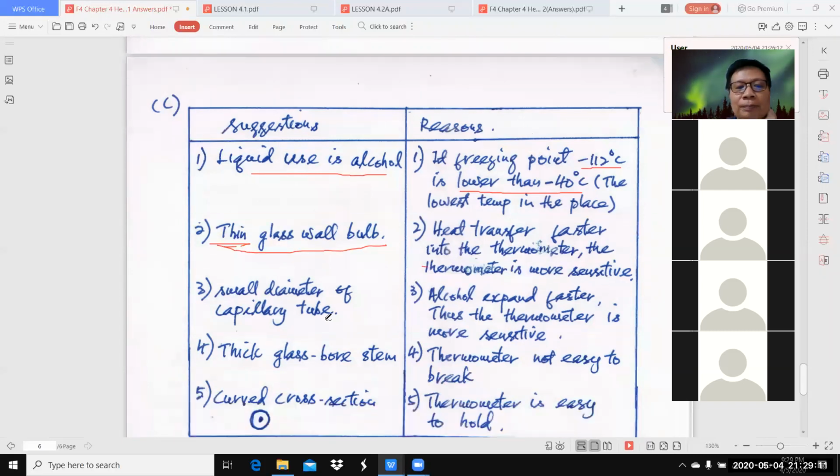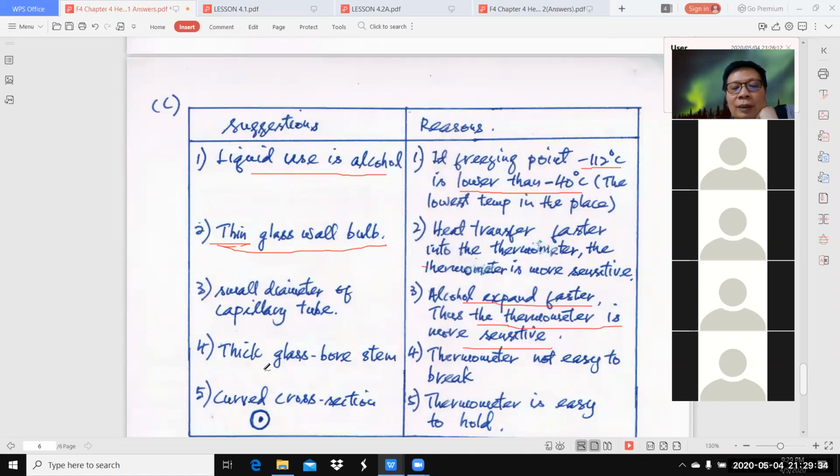Number 3. Small diameter of capillary tube. The capillary tube's inside diameter must be small, narrow, right? The reason is alcohol expands faster. Thus, the thermometer is more sensitive. So it can expand faster. The liquid goes up fast, and then it is very sensitive and can respond very fast, right?